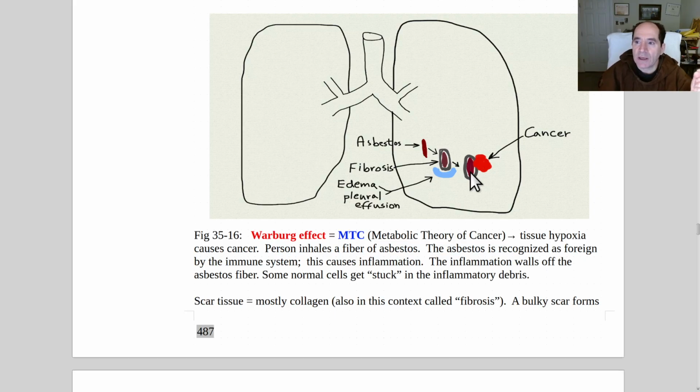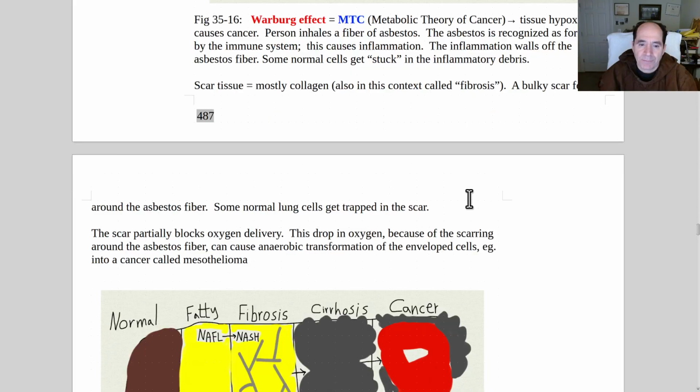So at first glance you're like, yes, so what? I don't work with asbestos insulation. Okay, but guess what? People have scar tissue all over the place, okay? I'm going to show you some more examples of that. And you're going to see that this is a ubiquitous mechanism.